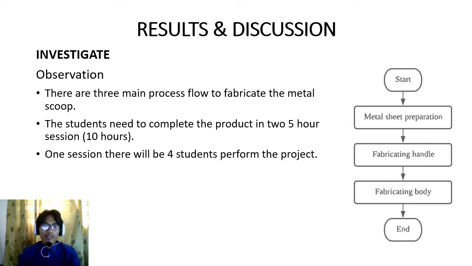First, the investigate phase results. Based on observation, there are three main process flows to fabricate the metal scoop, which are metal sheet preparation, fabricating handle, and fabricating body. The students need to complete the product in 5-hour sessions, which is equal to 10 hours. In one session, there will be 4 students to perform the project.